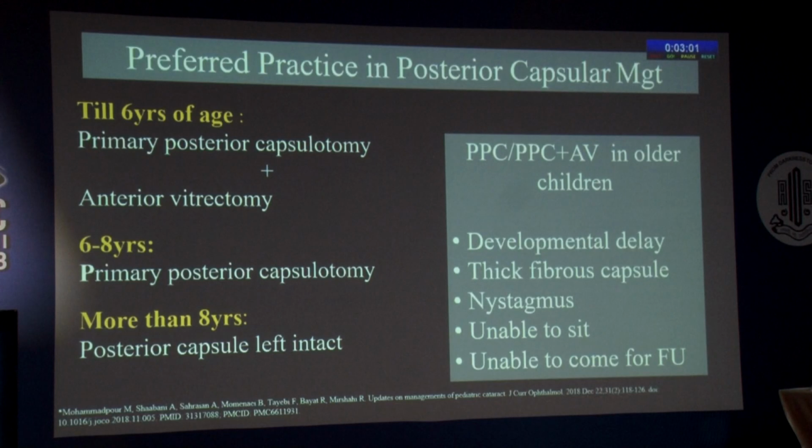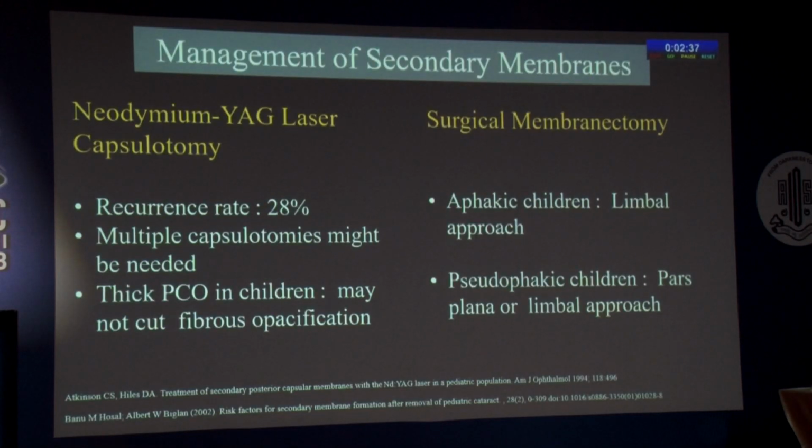So in patients with developmental delay, traumatic thick fibrous capsule, nystagmus, and patients who will not be able to sit and keep their face in a YAG laser machine or will be unable to come for follow-up, you can consider removing the posterior capsule and doing an anterior vitrectomy even in older children. Now, once you have a visual axis opacification or a posterior capsular opacification, how can you treat it? Nd:YAG laser, of course, is the first choice. But in children, lasers have a recurrence rate of almost 30%. So these children will come every summer vacation for a posterior capsulotomy.